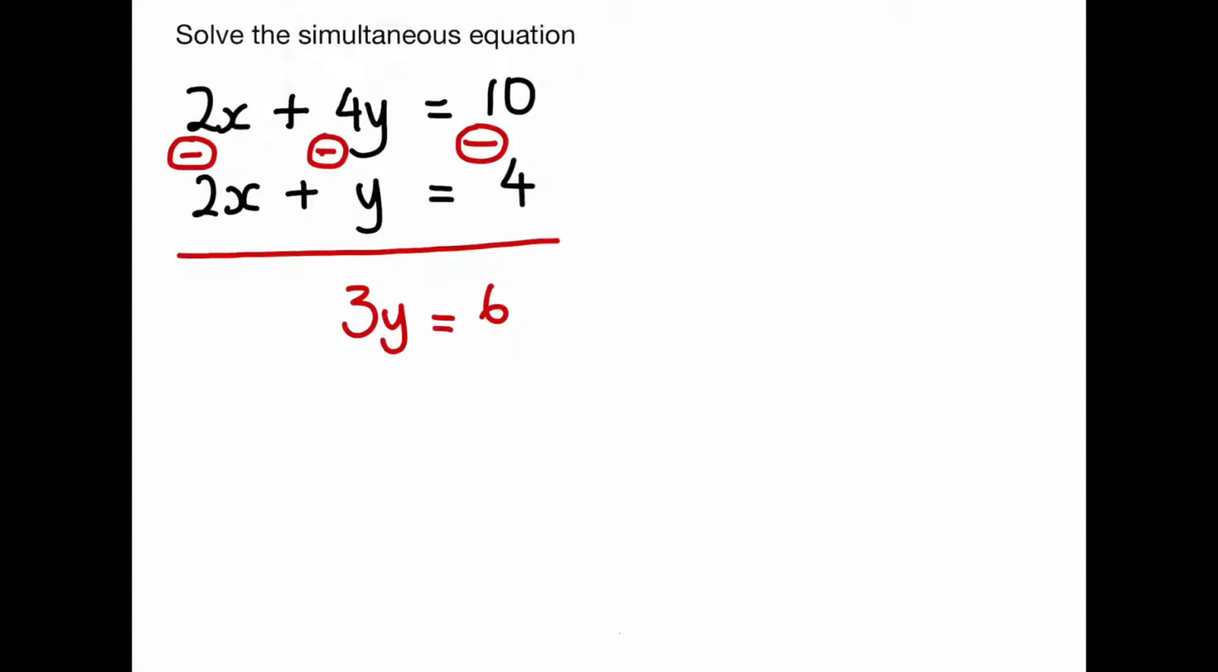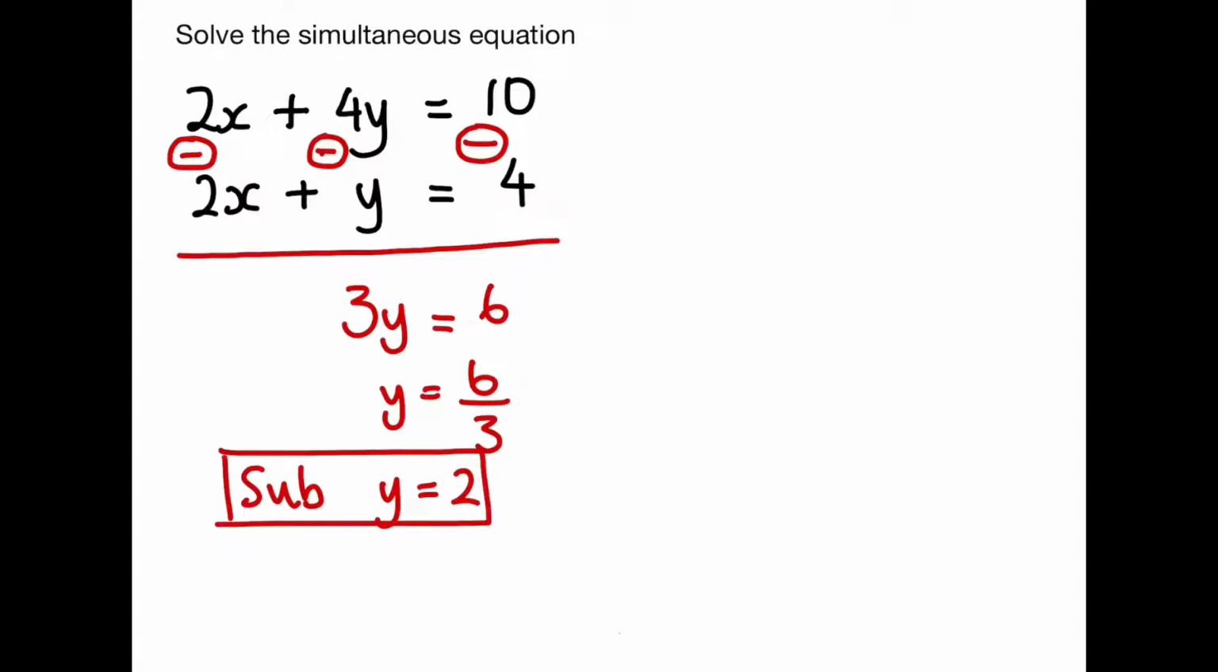Since 3 is multiplying y, the opposite is divide. So we would do y equals 6 divided by 3, or y equals 2. And now we have to find out what x is by substituting y. We do that by either entering it into equation 1, or entering it into equation 2. It would be easier to enter into equation 2.